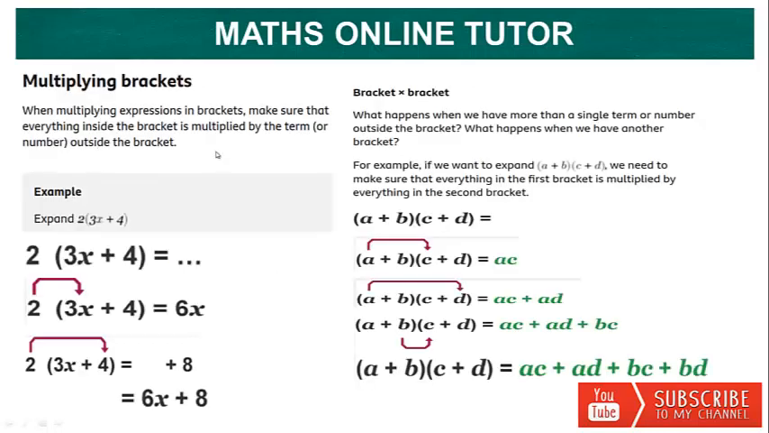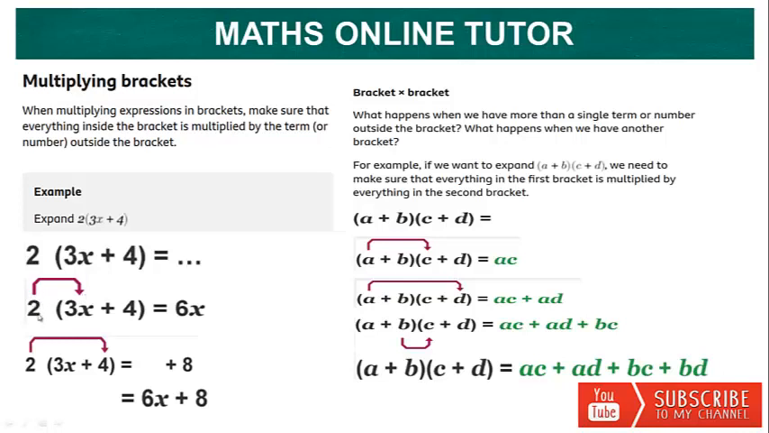Okay, now I am going to move on to multiplying brackets, or expanding brackets. When multiplying expressions in brackets, make sure that everything inside the bracket is multiplied by the term outside the bracket. I will try an easy example first: 2 times (3x plus 4). The terms inside the brackets are positive 3x and positive 4. The term outside the bracket is positive 2. We can try this step by step.